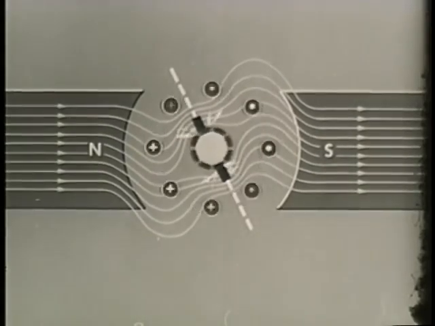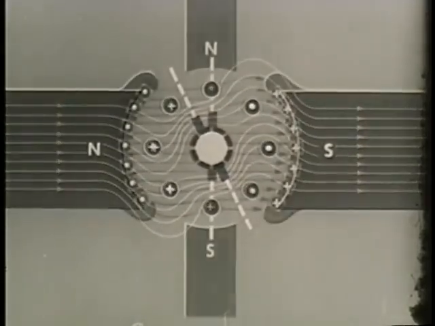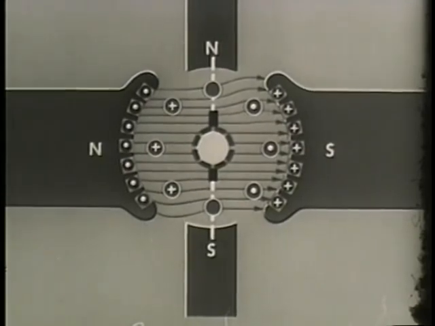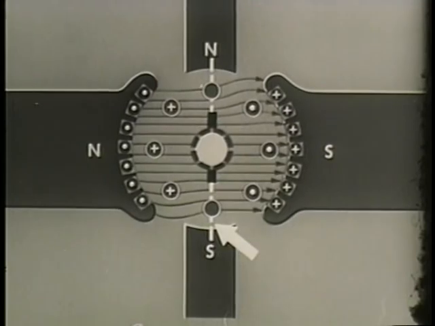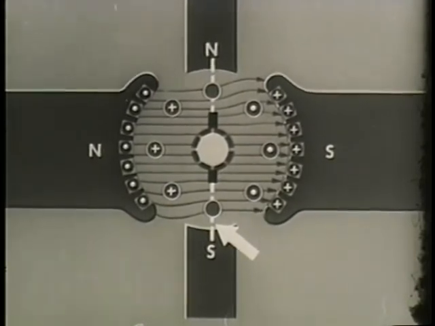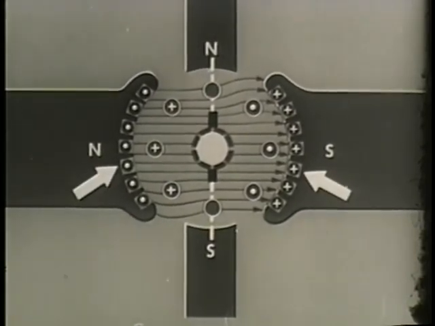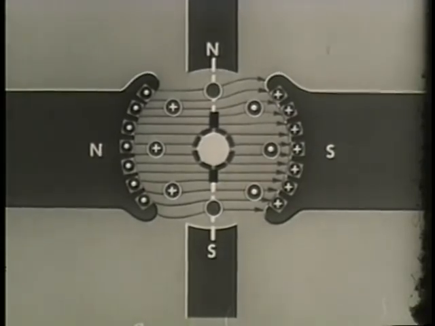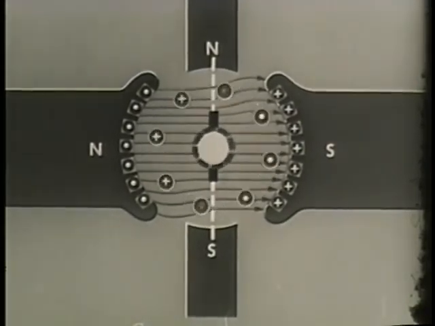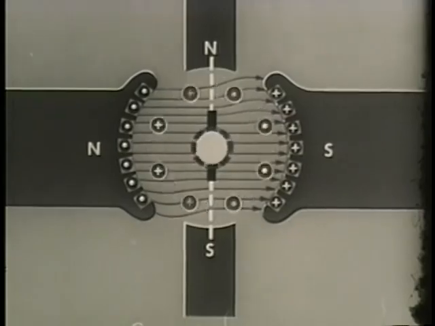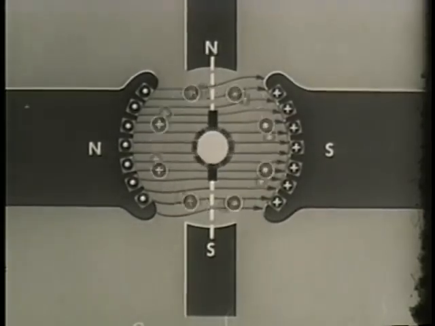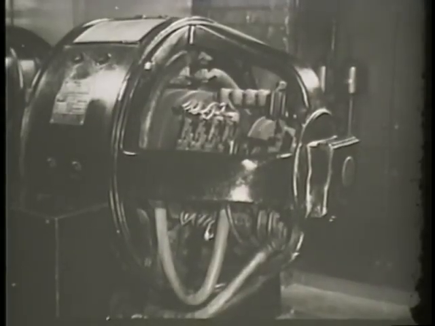These interpole fields tend to oppose the fields created by armature reaction. The neutral plane is moved back toward its correct position. Also aiding are compensating windings, which carry armature current in the opposite direction to the current in the armature conductors. The neutral plane is thus maintained in its proper position. DC motors operate most efficiently when sparking is eliminated.